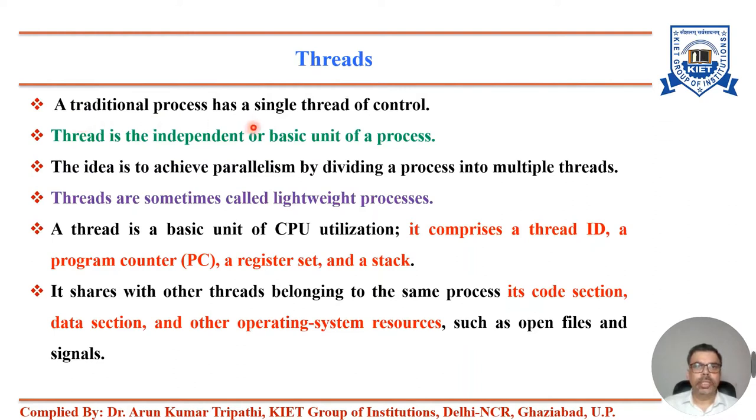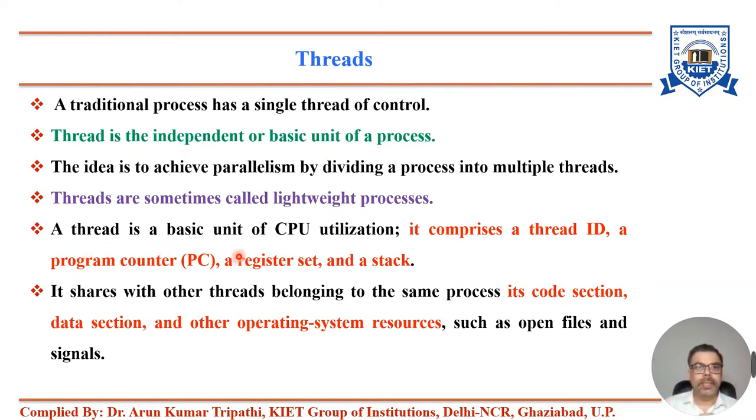A traditional process has a single thread, means a general process that is executing. If it does not refer to parallelism, in that case, it will contain only a single thread. The thread is an independent or the basic unit of a process. The idea is to achieve parallelism by dividing the process into multiple threads. Means in general, it is assumed a process has a single thread, but when we want to achieve parallelism, we can create multiple threads within a process.